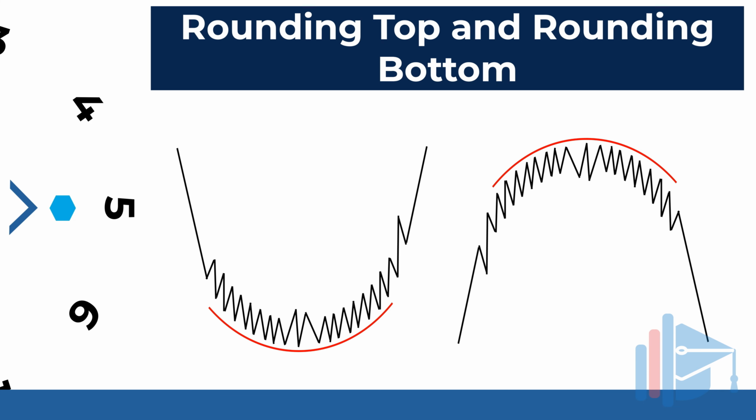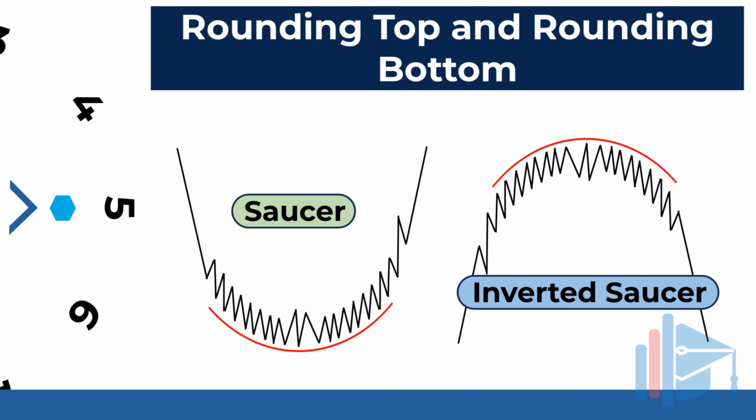Rounding top and rounding bottom, also known as saucer and inverted saucer patterns. Rounding patterns are uncommon but are considered highly reliable indicators of a gradual shift in market sentiment. These patterns can easily be mistaken for a typical consolidation and generally take longer to form than other patterns.